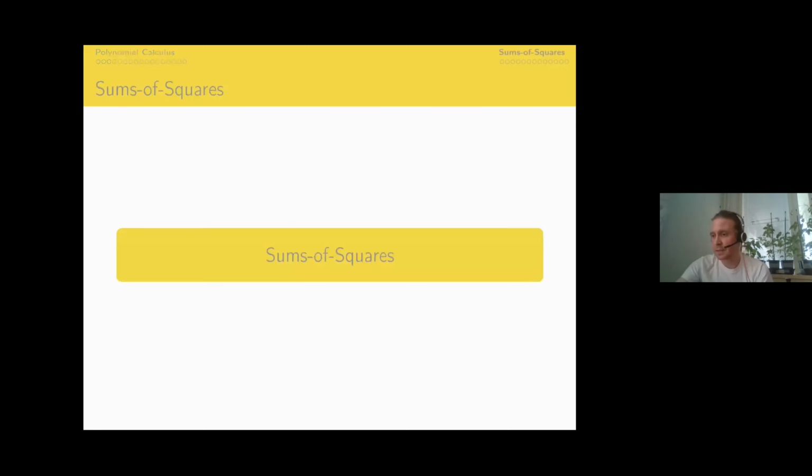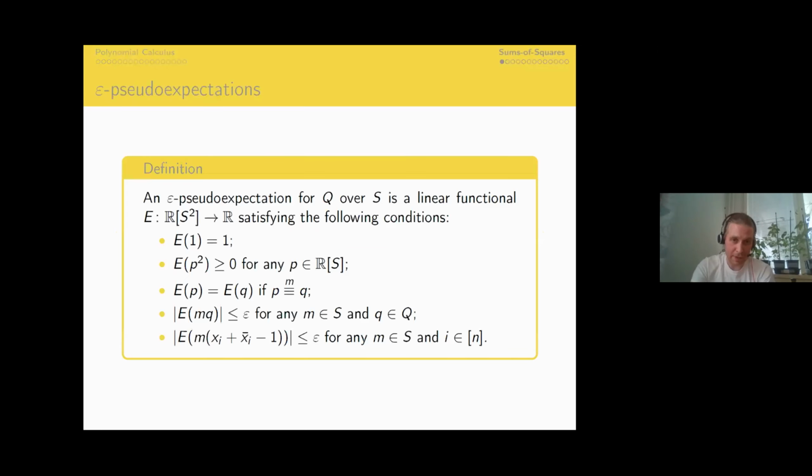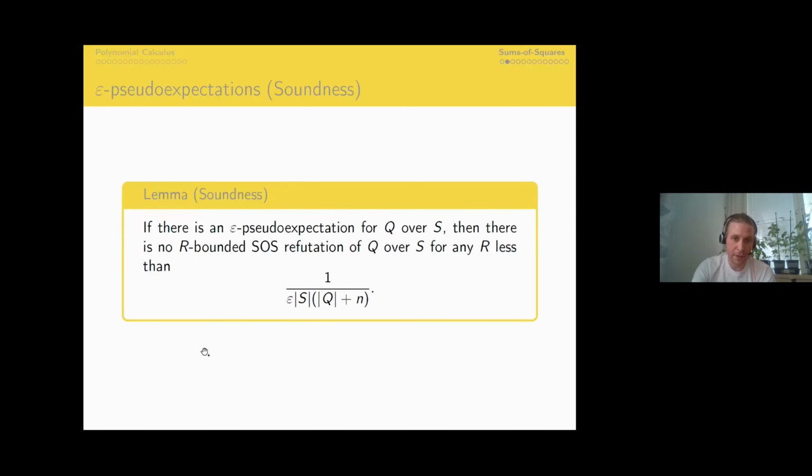So let's see some of the details for sums of squares then. Again, about this semantic argument, just a recap. We call an epsilon pseudo-expectation this kind of linear functional that maps these axioms to epsilon going to 0. And the idea is to prove these soundness and completeness theorems. So soundness is as simple as follows.